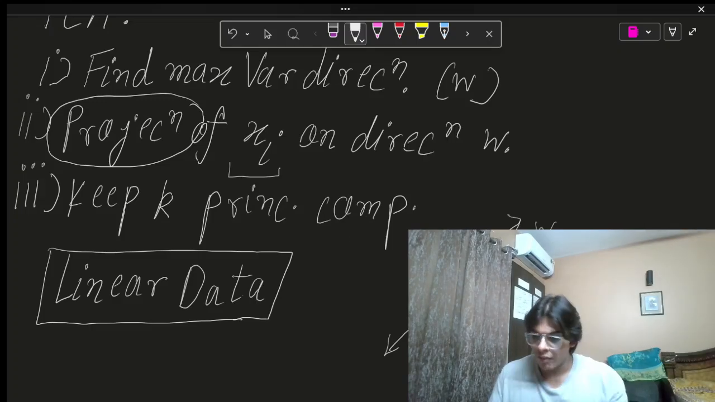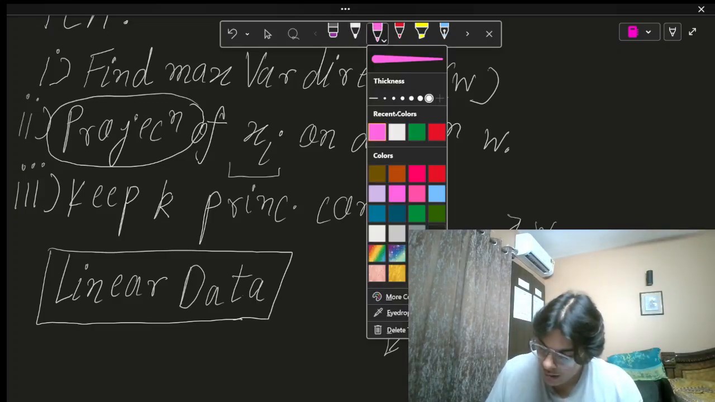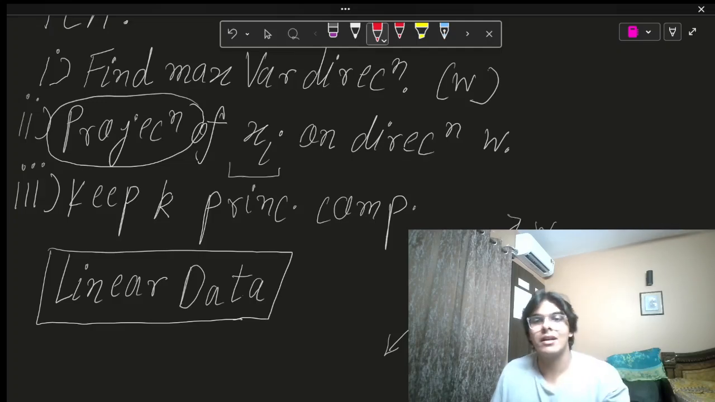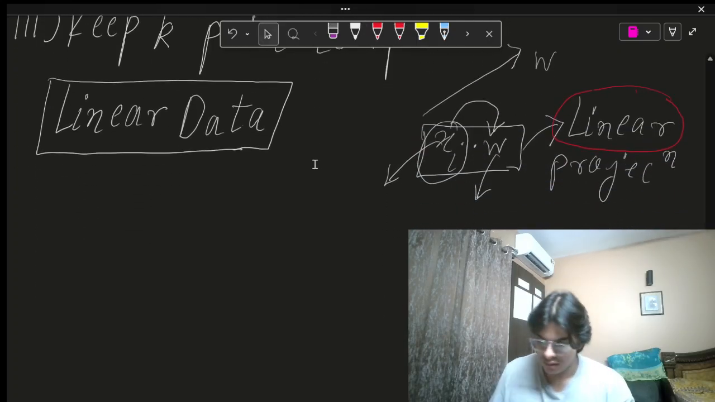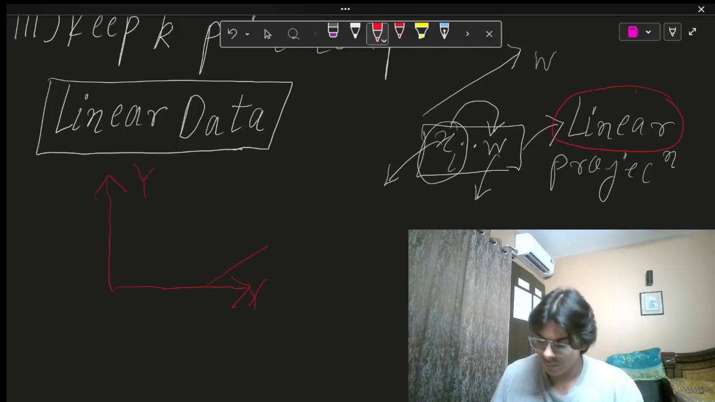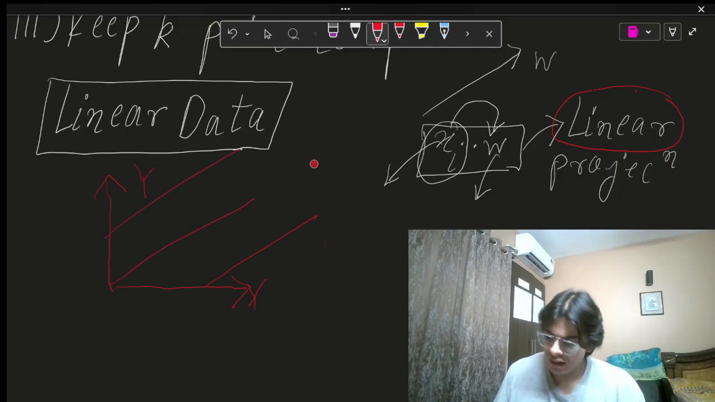Now the key word here, like I keep repeating, is linear. We are talking about linear projection, and this linear changes the entire equation. Why? Because let me tell you what linear data looks like. Let me draw this xy plane. This is the y-axis, x-axis. Now what does linear data look like? This is an example of linear data. This is linear data. Basically any data that can be represented using this simple mathematical equation is called linear data.